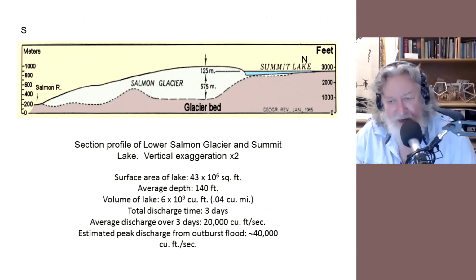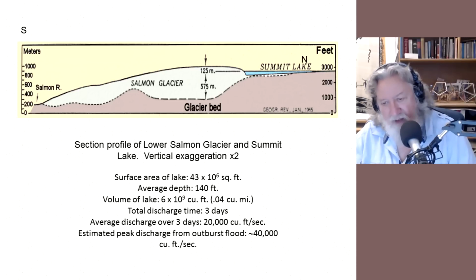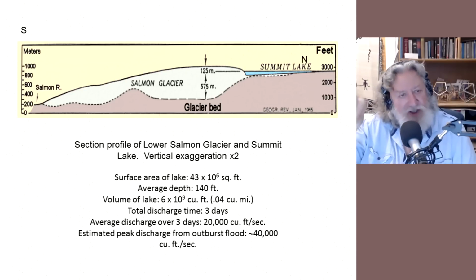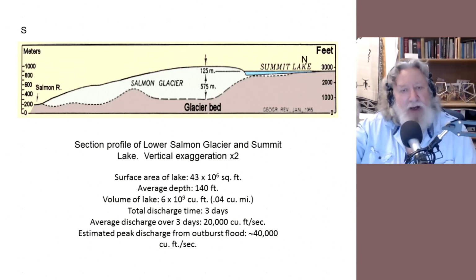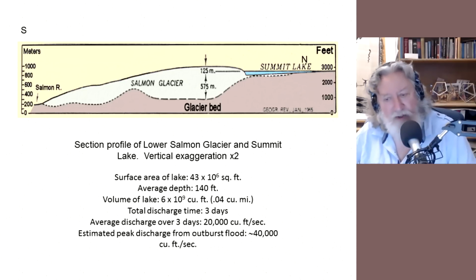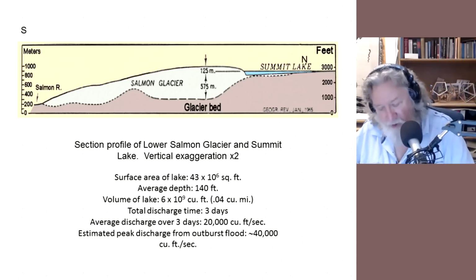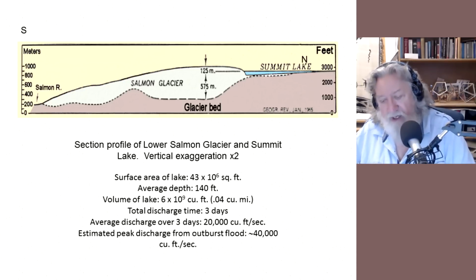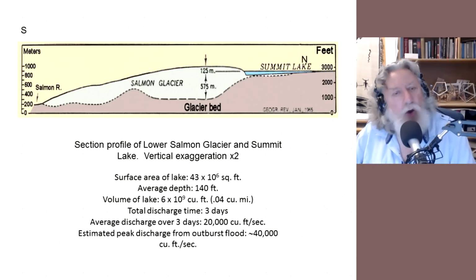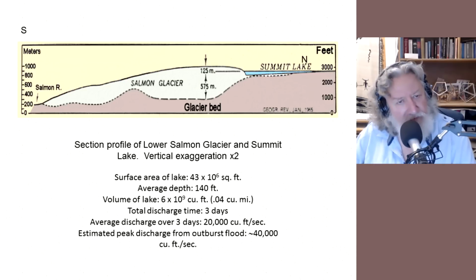And the estimated peak discharge of this lake, 40,000 cubic feet per second. The letter Q in the equations is used to represent discharge; capital Q means peak discharge. So capital Q in this case, 40,000 cubic feet per second. Peak discharge of Lake Missoula, only 20,000 times bigger. Now you see why I'm skeptical of the whole ice dam theory. Are you beginning to see?